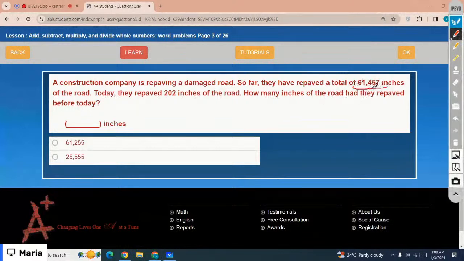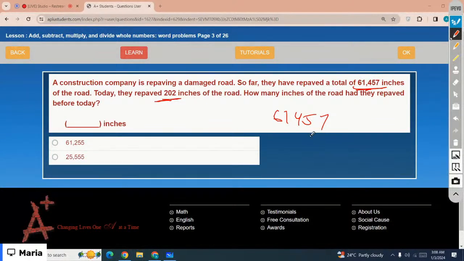The total repaved is 61,457. Today they did 202 inches, right? You need to calculate the amount that they did before today. So what you have to do is subtract the one they did today, right?